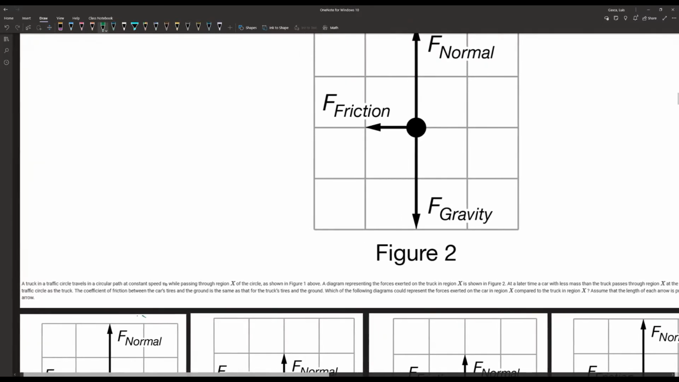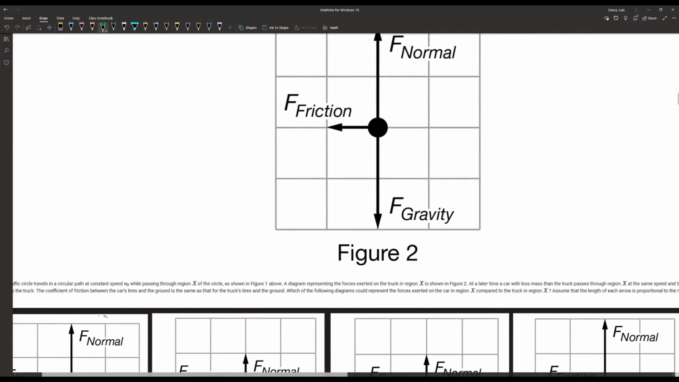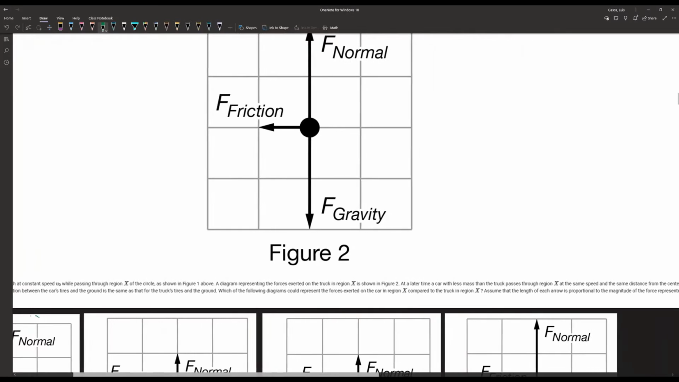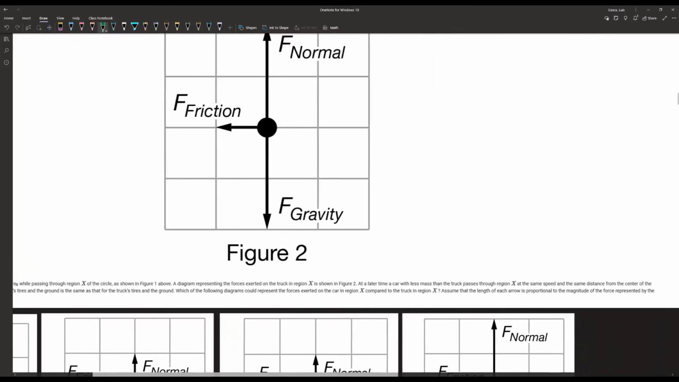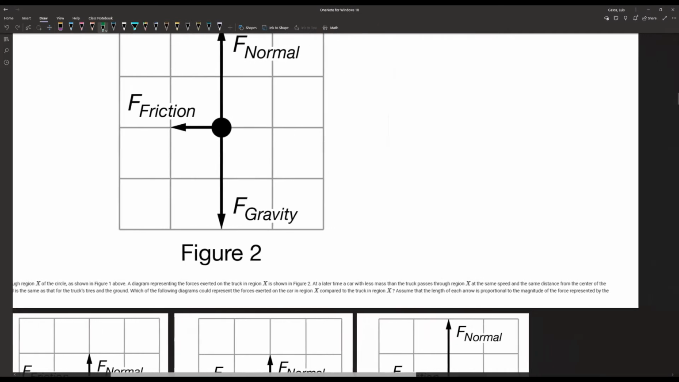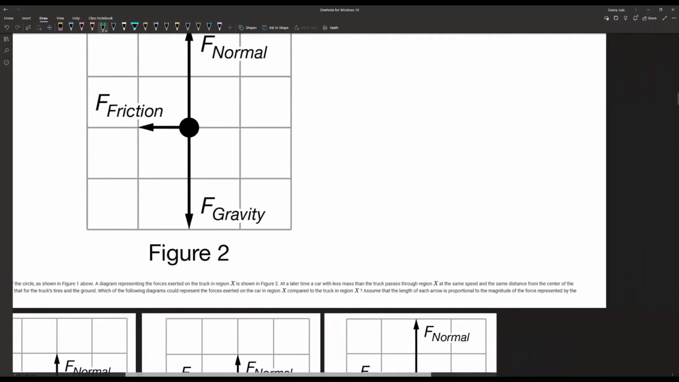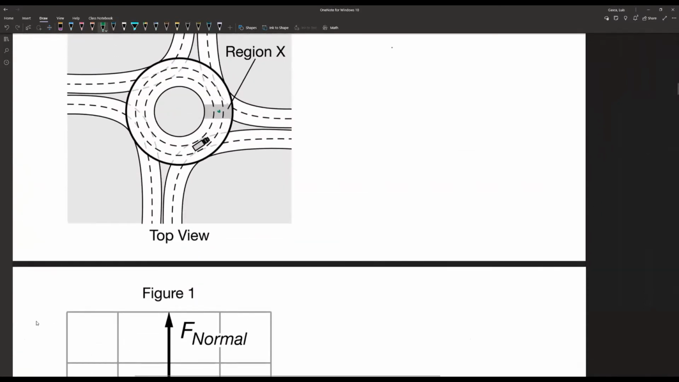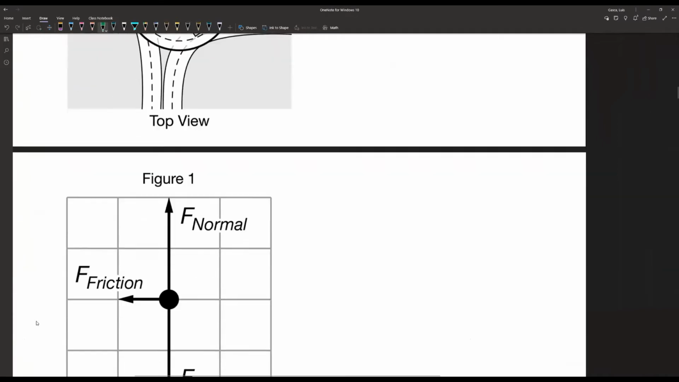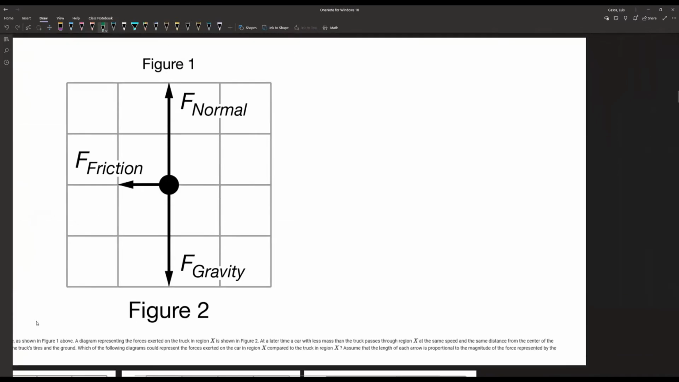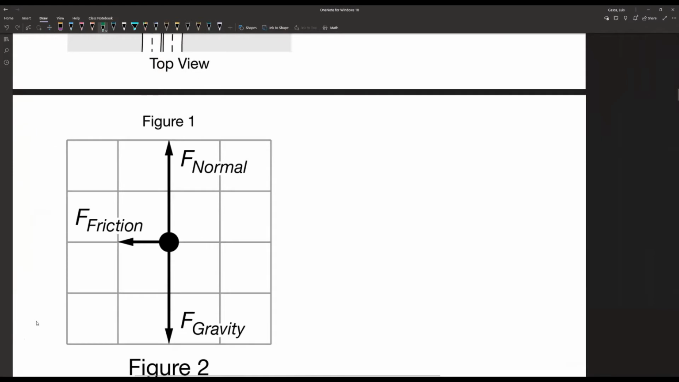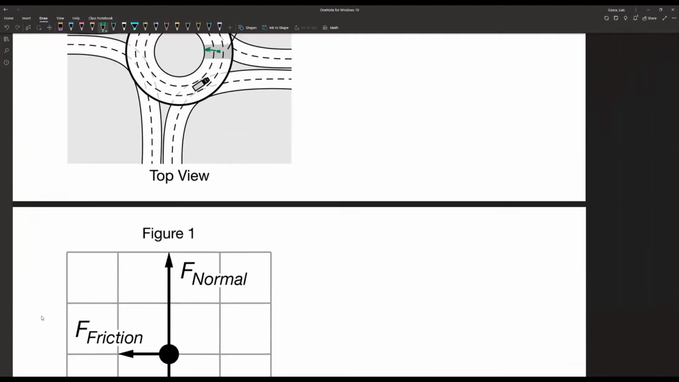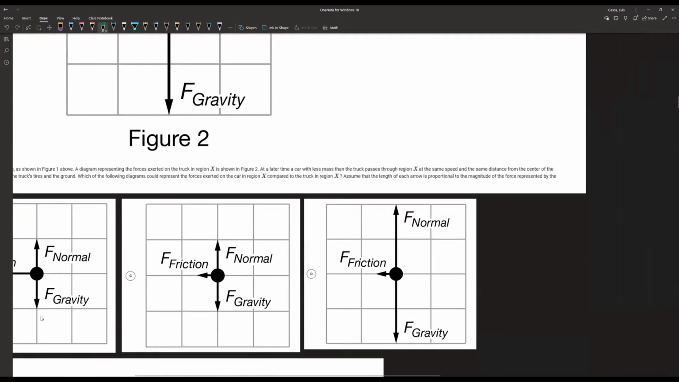So a truck in a traffic circle travels in a circular path at constant speed v original, while passing through region X of the circle as shown in figure 1 above. A diagram representing the forces exerted on the truck in region X is shown in figure 2. So that's this guy here. So when the truck is at this point in region X, this is the bird's eye view, but this is the side view. If we notice, they give us the normal force and the gravitational force, and the friction is acting to the right. I'm sorry, to the left.